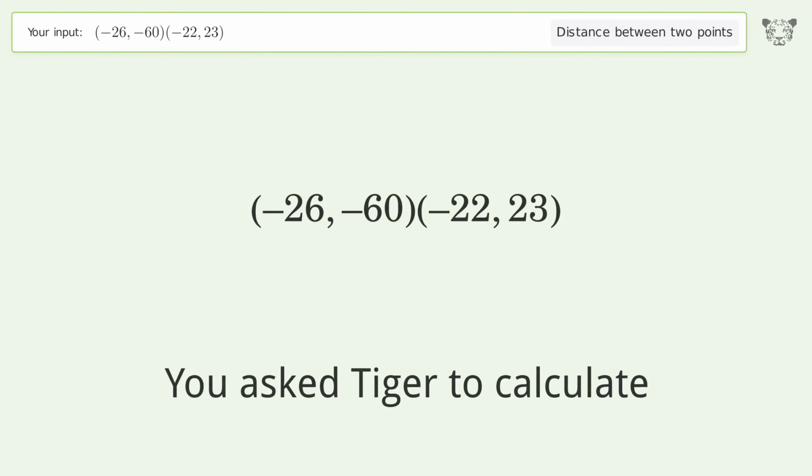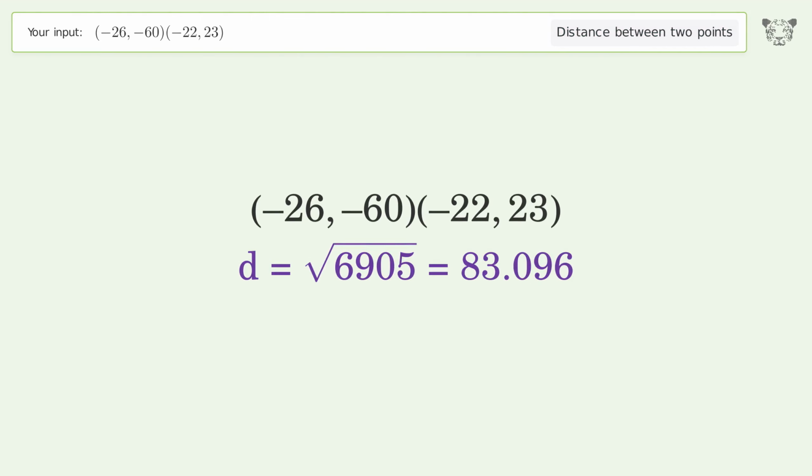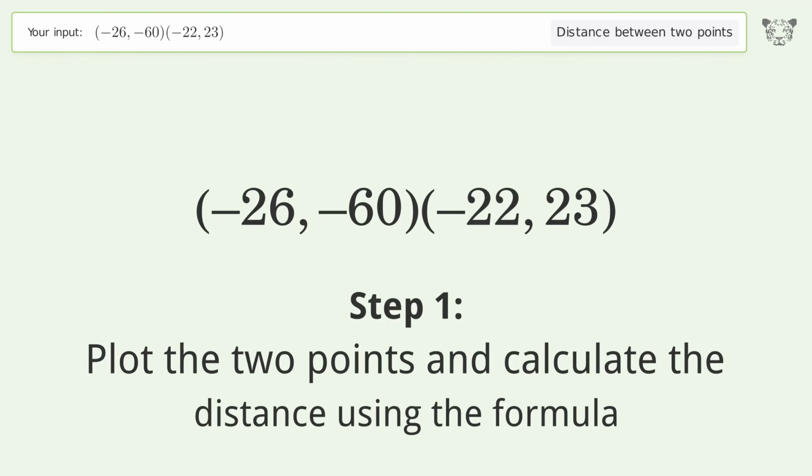You ask Tiger to calculate. This deals with the distance between 2 points. The distance between the 2 points is the square root of 6,905, or 83.096. Let's solve it step by step. Plot the 2 points and calculate the distance using the formula.